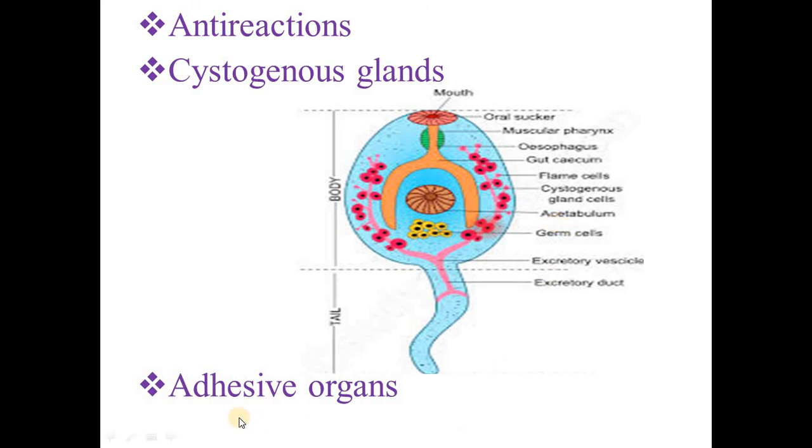Next is the adhesive organs. The important adaptation met within parasites is the development of organs of attachment. The adhesive organs are in the form of suckers, acetabulum, hooks, spines, adhesive secretions, etc. All these adaptations help the liver fluke to survive in the body of the host.